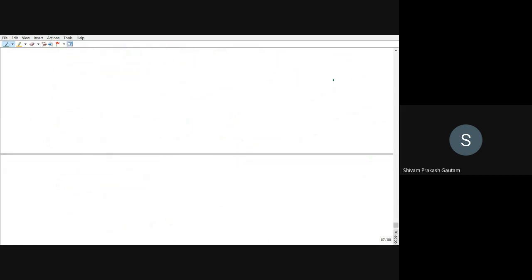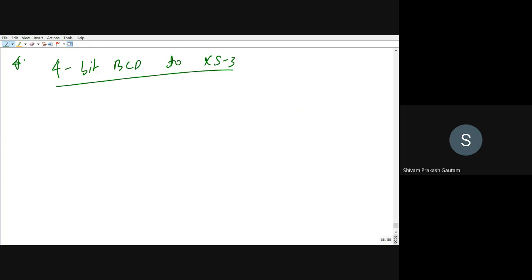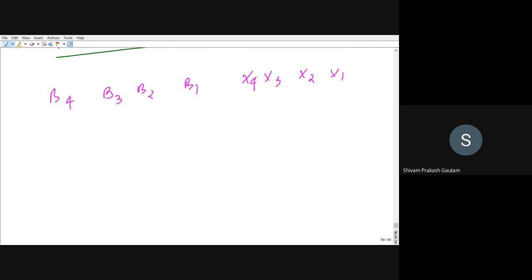Now we will move ahead, and the next thing we will see is again code conversion, that is 4-bit BCD to XS3 code. Again, first we have to build the truth table. Since 4-bit is there, the 4-bit BCD is B4, B3, B2, B1, and the XS3 code we will write as X4, X3, X2, X1. Now your BCD, you know that it will go up till 9 only.